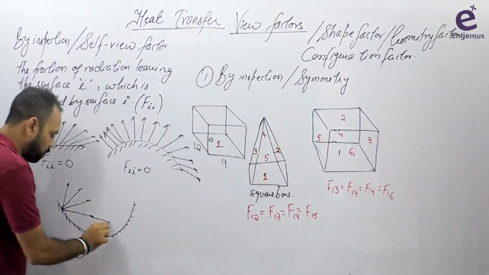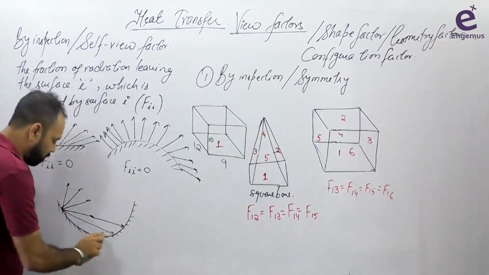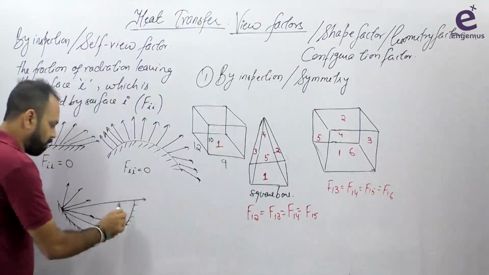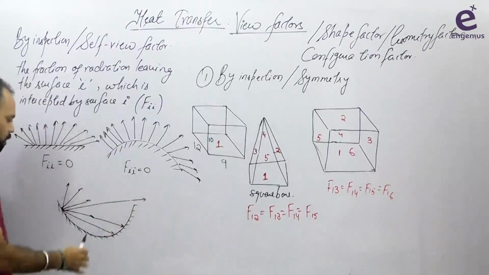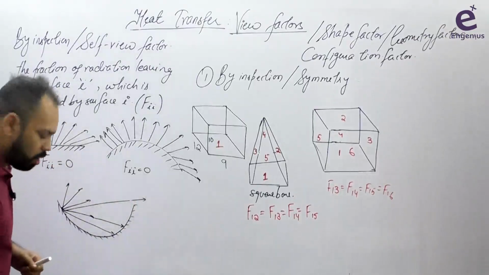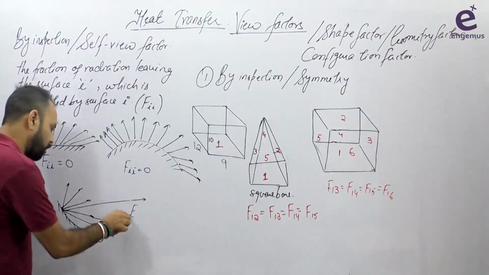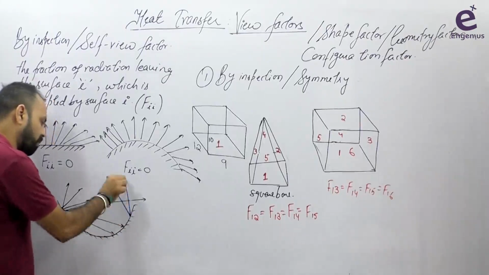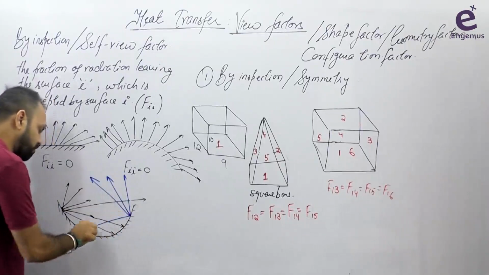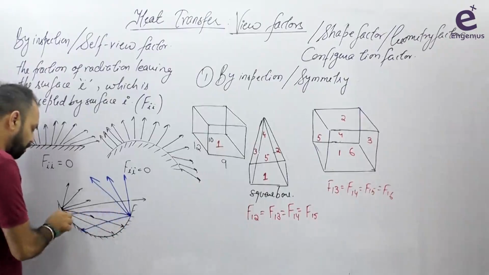Now you see that this radiation can be intercepted by the same surface, while this radiation cannot be intercepted. Suppose this is the surface; this radiation cannot be intercepted by the surface. Similarly, if radiation is leaving from this point, this cannot be intercepted by the same surface, but the radiation which is leaving here is intercepted by the same surface.